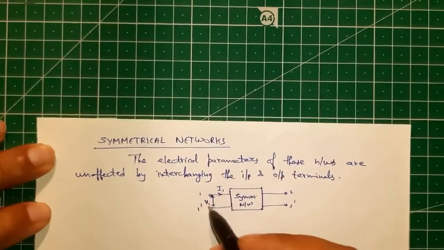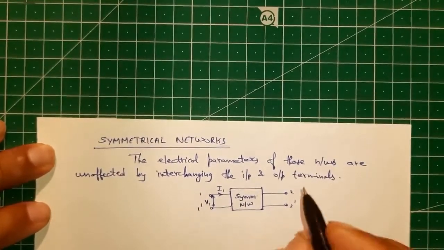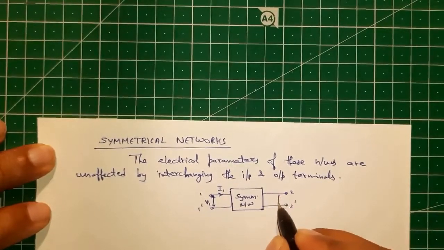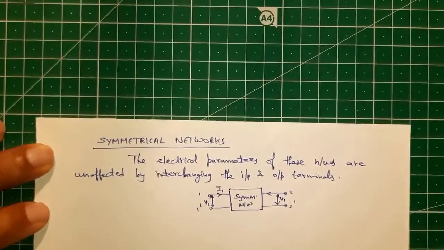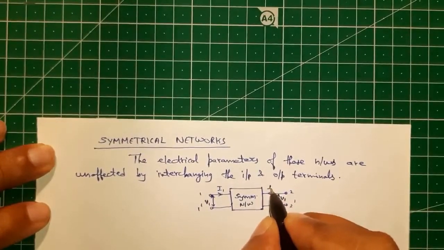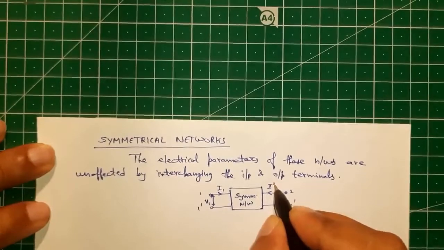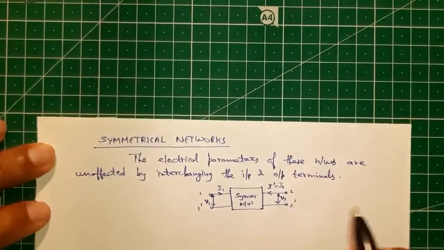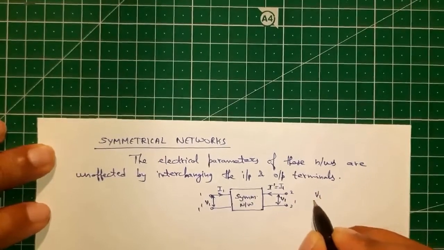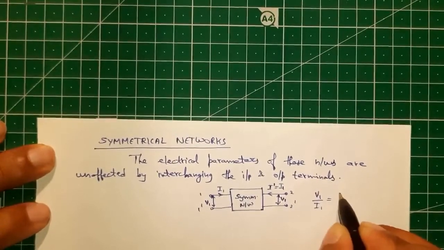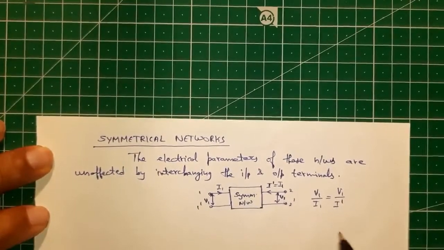You take the ratio V1 by I1, it will have a particular value, and now you apply the same voltage V1 to the output side, and you get a current, say I dash, equal to I1, so that the parameters like V1 by I1 will be the same as V1 by I dash. This way we can check whether the circuit is symmetrical or not.